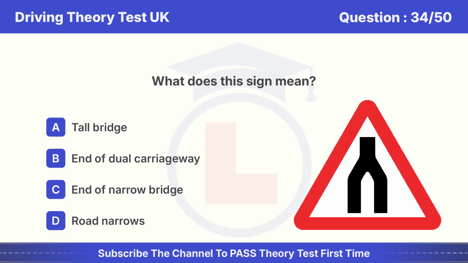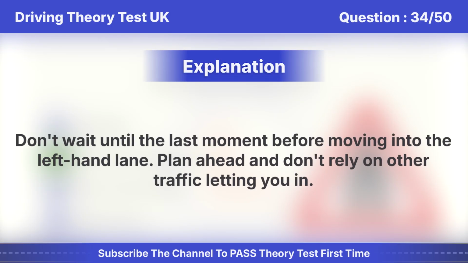Question 34. What does this sign mean? Answer is B. End of dual carriageway. Don't wait until the last moment before moving into the left-hand lane. Plan ahead and don't rely on other traffic letting you in.